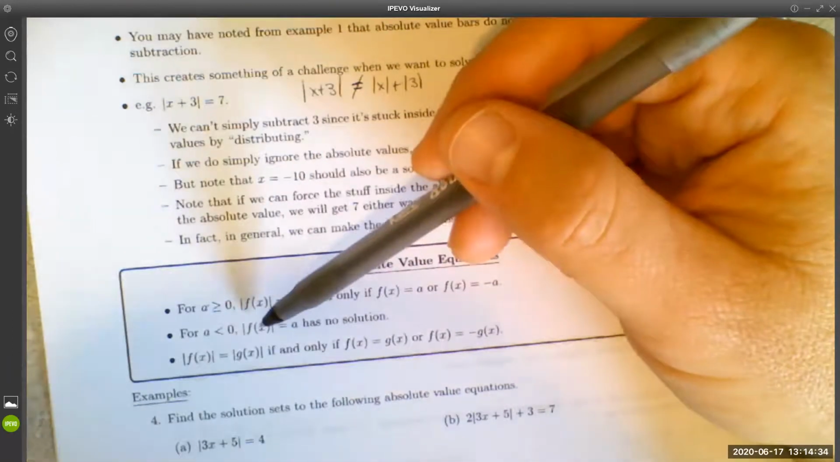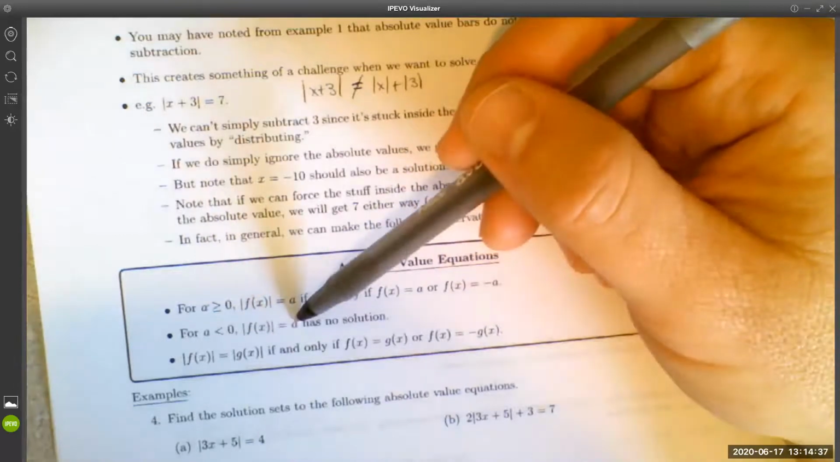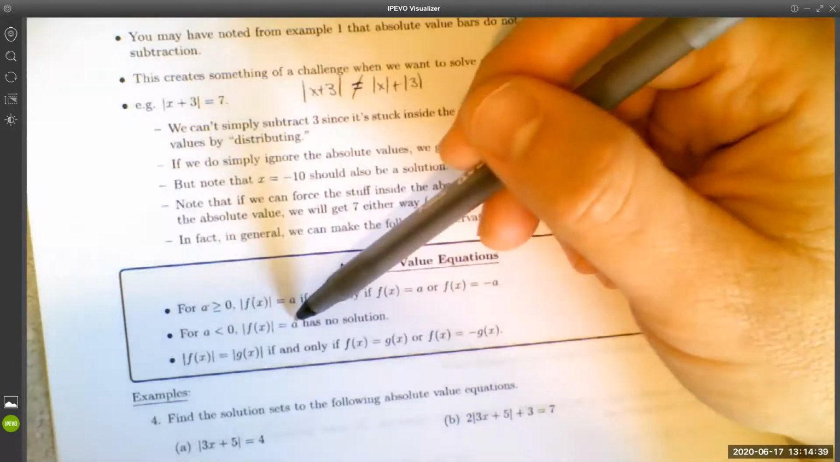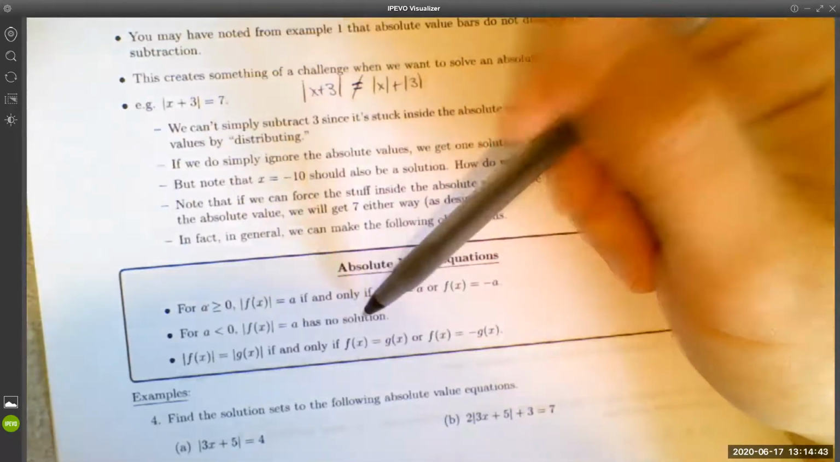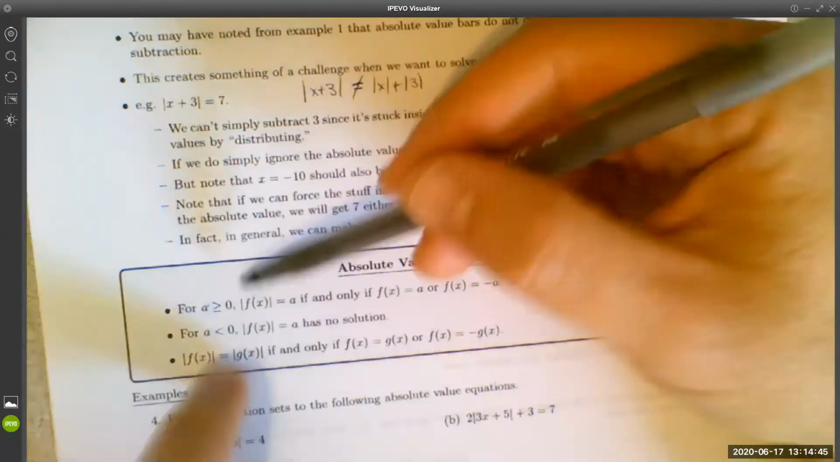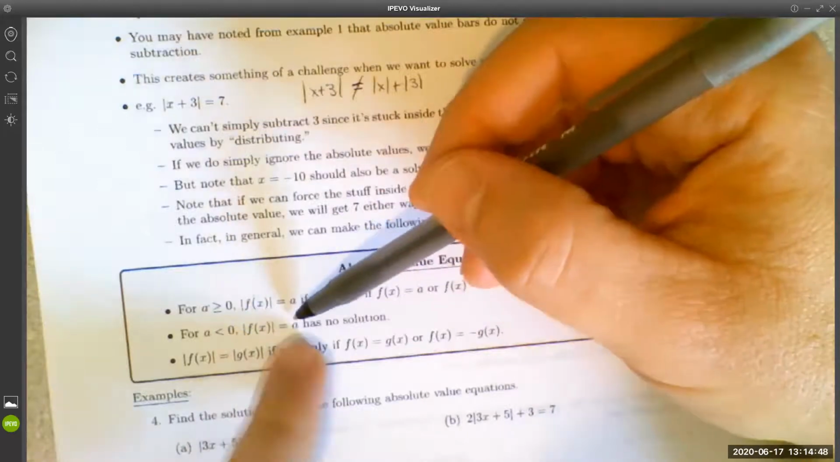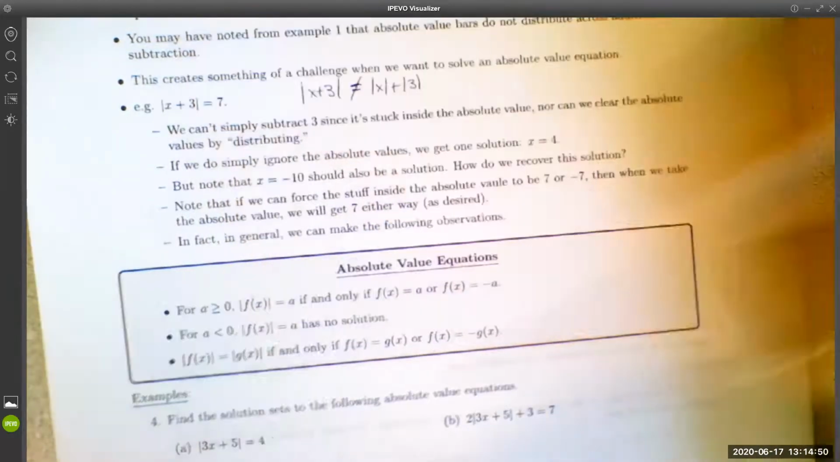If, on the other hand, you have the absolute value of some function equal to a negative number, then that just has no solution, right? Because when you take the absolute value, you're going to get a positive result. So you're not going to get this equaling a negative number.